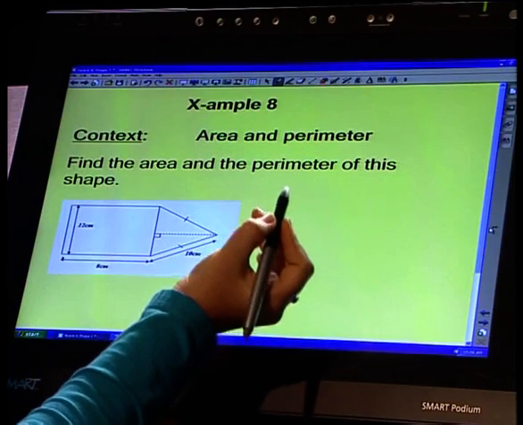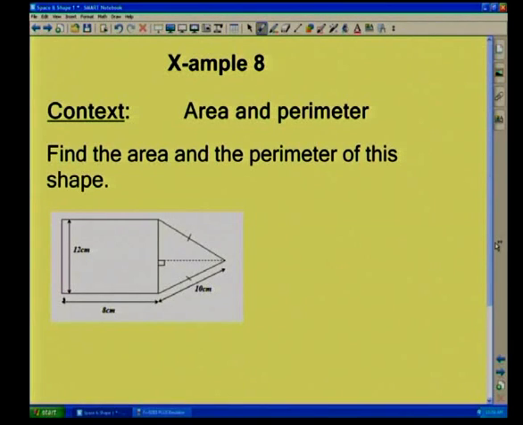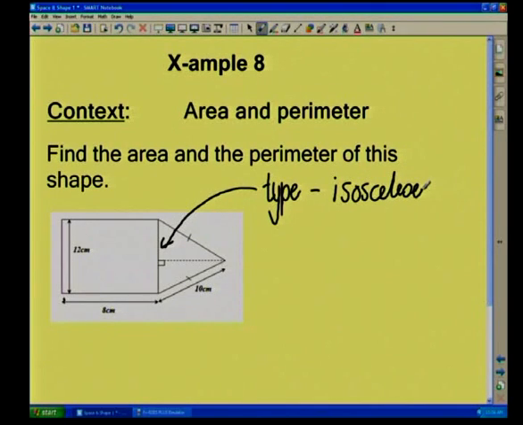The next examples we're going to be looking at are going to be on area and perimeter. Let's look at example number 8. You can see that this shape is made up of a rectangle and a triangle. It's a good idea to identify what type of triangle we've got, and we've got an isosceles triangle, which means that it has got 2 equal sides, and that's what those lines signify.